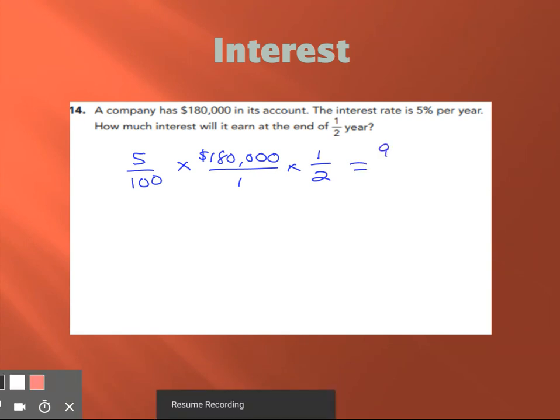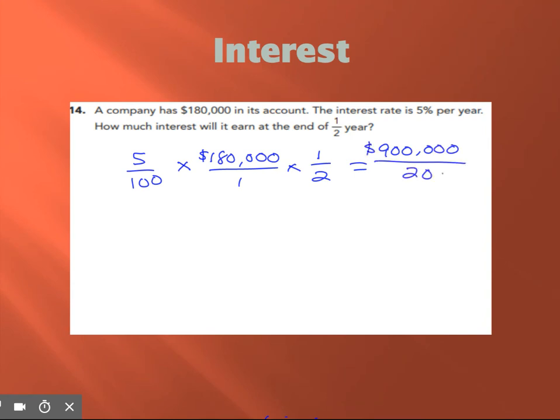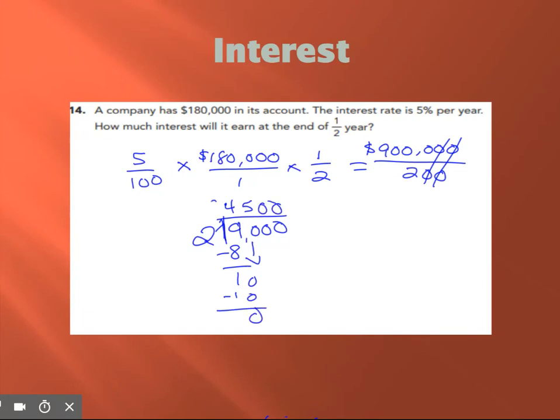And if you did your multiplication correctly, you would have gotten $900,000 over 200. And you want to cancel out some zeros so that you have 9,000 over 2. And then you're going to do that final division to figure out the answer here. And 9,000 divided by 2, you should have gotten $4,500. So that should have been your final answer.